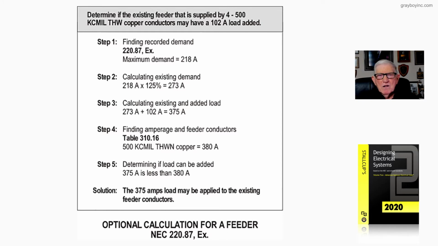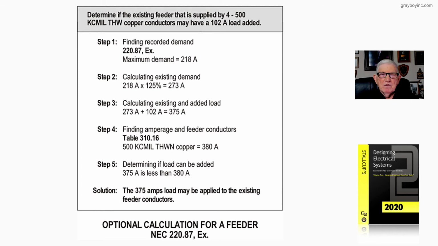Now going to our table, finding the amperage of the feeder conductors from Table 310.16, the system's over 100 amps, so 500 kcmil are rated at the 75 degrees C column, so they're good for 380. We did not derate here at all. Step 5, determine if the load can be added, and 375 is less than 380.